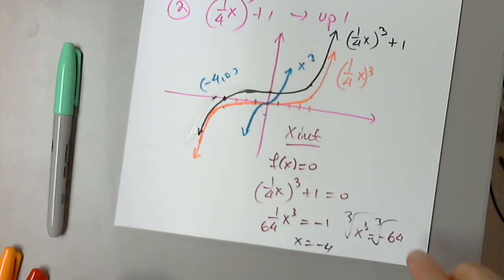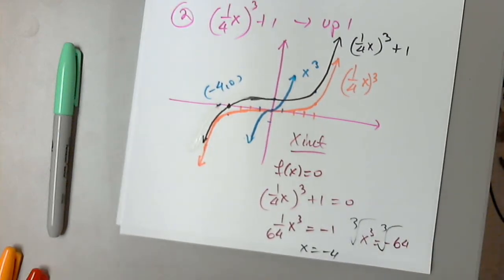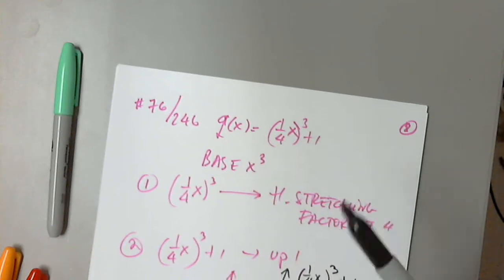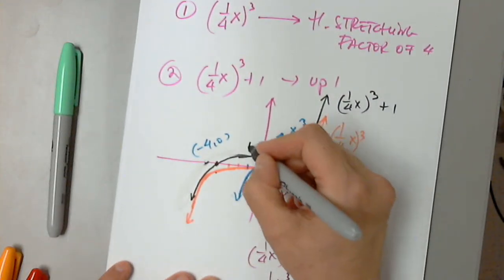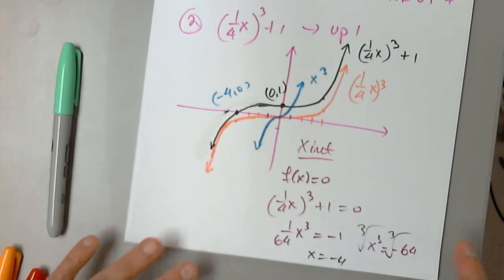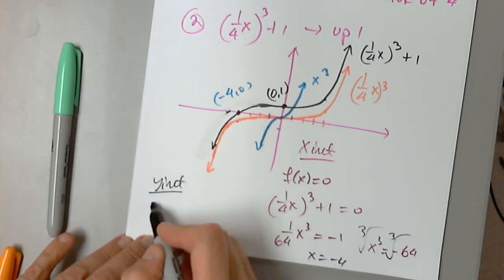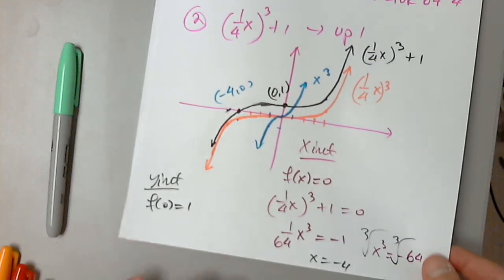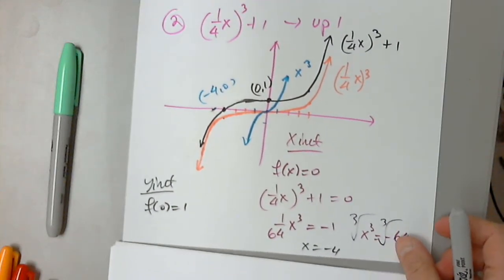And now we want to find the y-intercept. The y-intercept is very easy because q of 0 is 1, which is right here. (0, 1). So the y-intercept, f of 0, is 1. Very good. Thank you for asking that. Perfect. Any questions? Any questions?